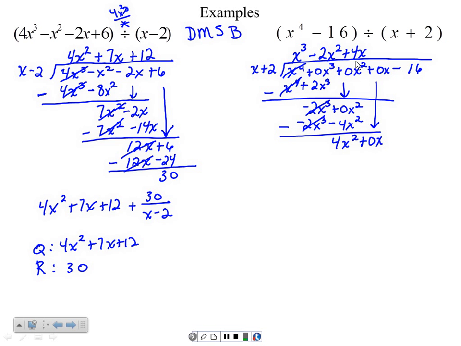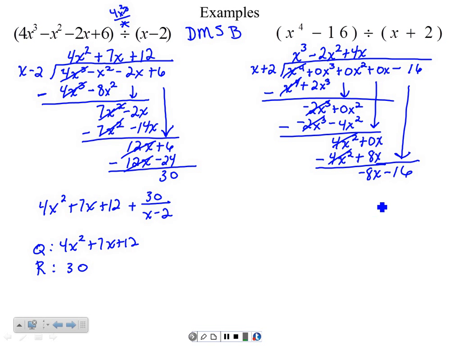And then you're going to multiply around. 4x times x is going to be 4x squared. And 4x times 2 is going to be 8x. And then we're going to subtract. 4x squared minus 4x squared goes away. 0 minus 8x is negative 8x. And we'll bring down that negative 16.